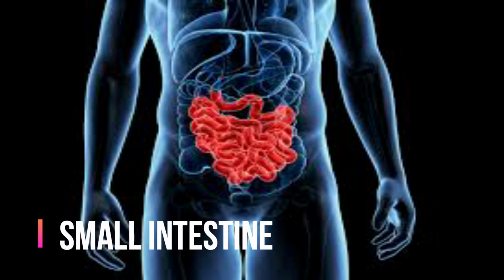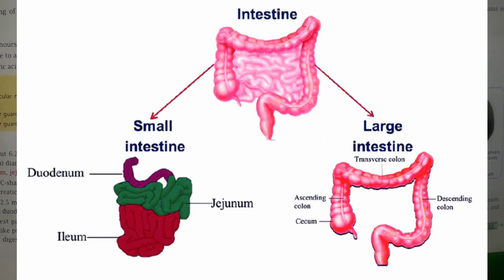Next structure is the small intestine. Small intestine is a long coiled tube of about 7 meters long into which the stomach opens, and the upper initial part of the small intestine is known as the duodenum. It is divided into 3 parts, the almost 7 meters long small intestine, divided to study it in an easy way.